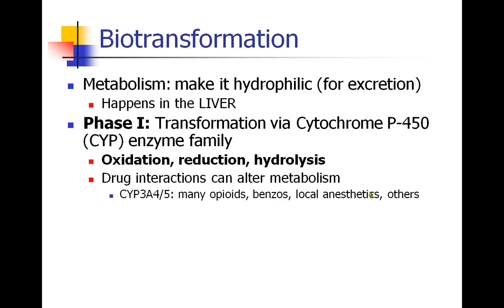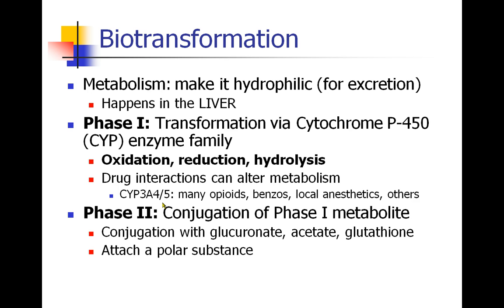There can be drug interactions that can alter the metabolism of our drugs. So for example, many of our drugs are metabolized by the cytochrome P450 3A4 or 3A5 subfamilies. Many opioids and benzodiazepines and local anesthetics. So you can imagine if you have a lot of drugs all competing for this same family, metabolism might be slowed down. On the other hand, if you chronically use a drug and ramp up that enzyme, you teach the body that it needs to create more and more of that enzyme, then the drug might have a very short duration of action.